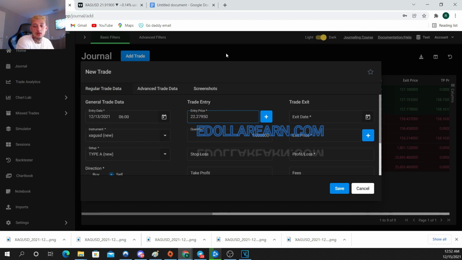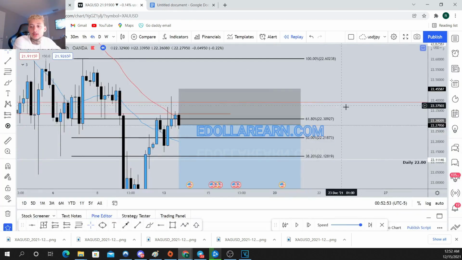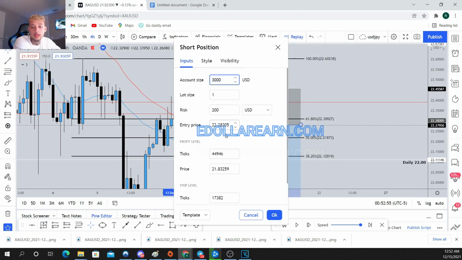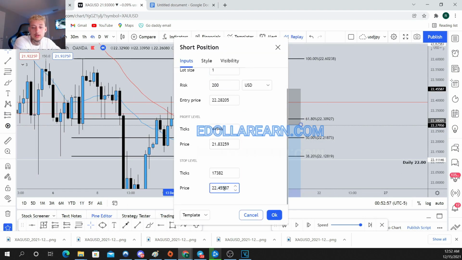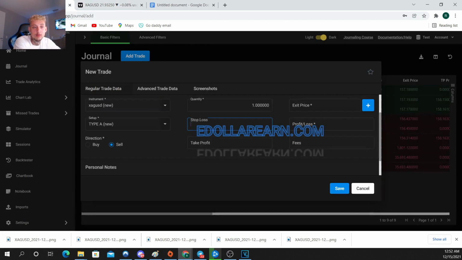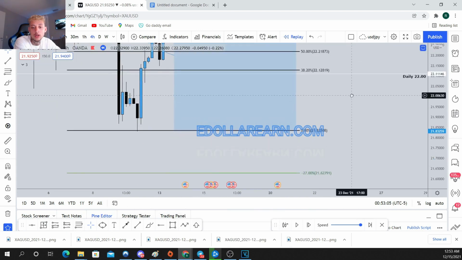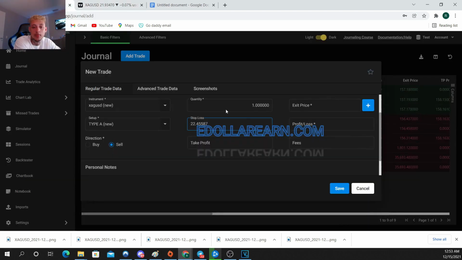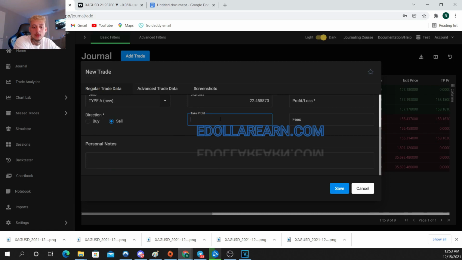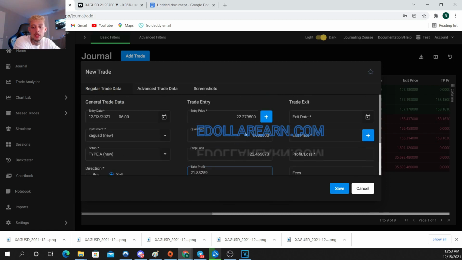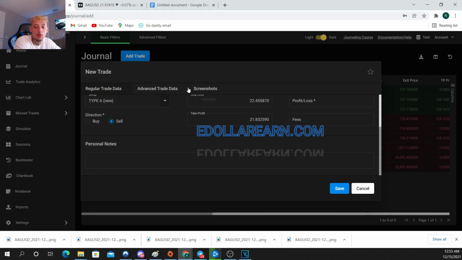22.27950. Our stop loss is going to be, we can actually double click this stop loss. This is going to be our stop loss here. We want to enter where our stop loss is. Then our take profit is going to be here where we want to enter our original take profit here, right? And then quantity is your lot size. So let's just say we're going to do a 1 lot. Now we're pretty much done here.